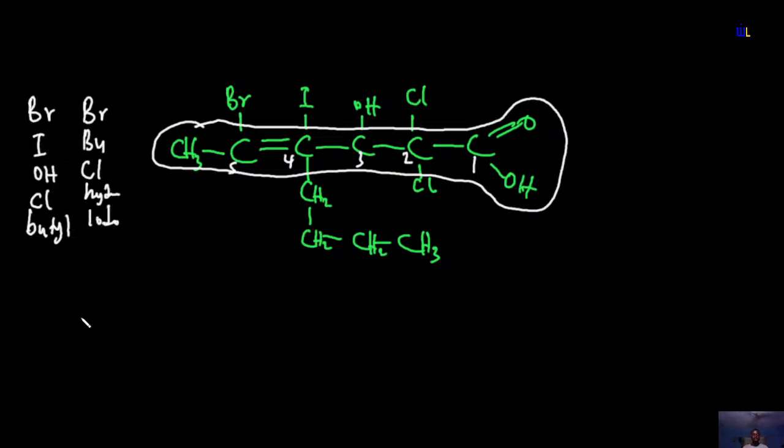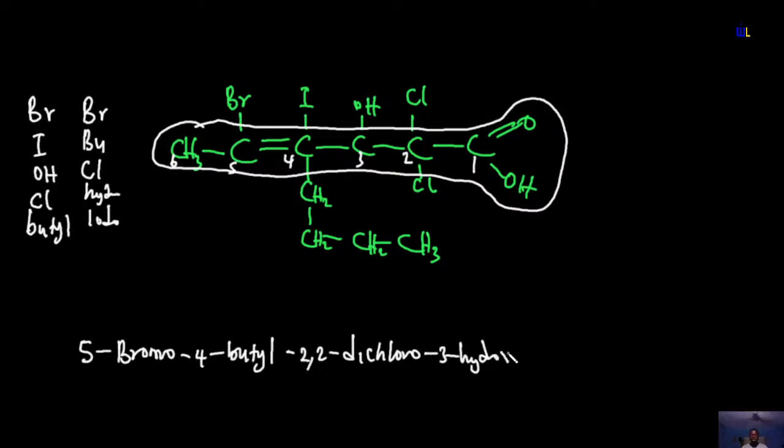So naming this thing down, this is going to be, oh no, this is 6. Thank you. So this is going to be 5 bromo. Then we go to butyl, 4 butyl. Then we go to chlorine. There are 2 chlorines here, so that's going to be 2,2 dichloro. And after chloro, we find the hydroxyl, 3 hydroxyl. And after we've gotten our hydroxyl, we now have iodine, 4 iodo. Then we go to the parent name.